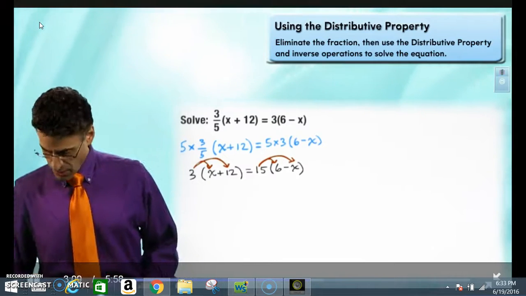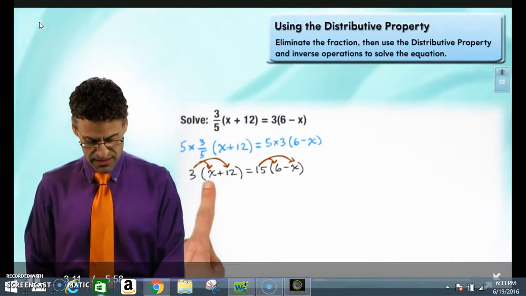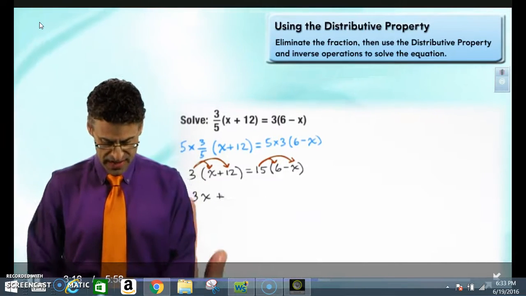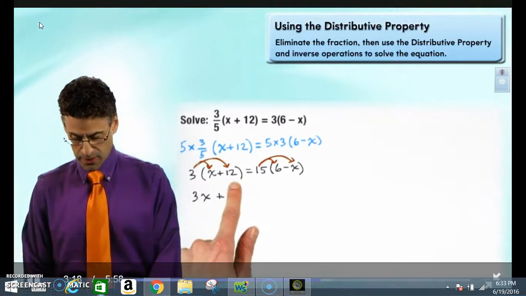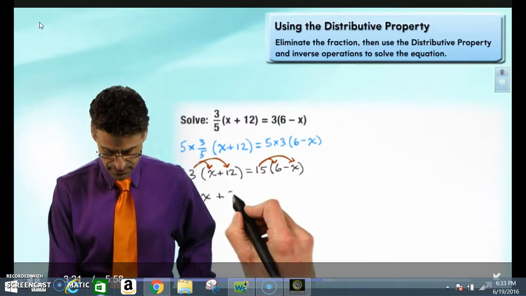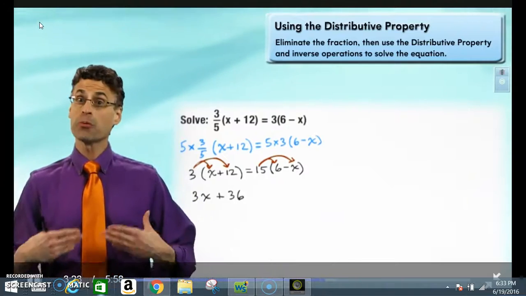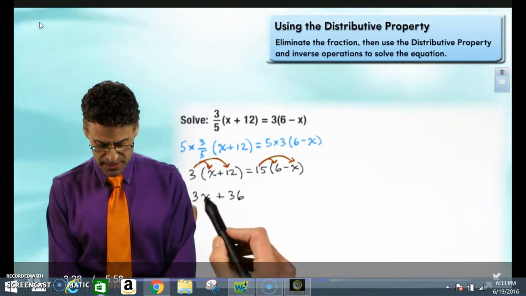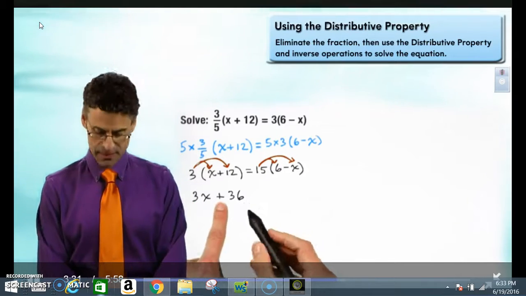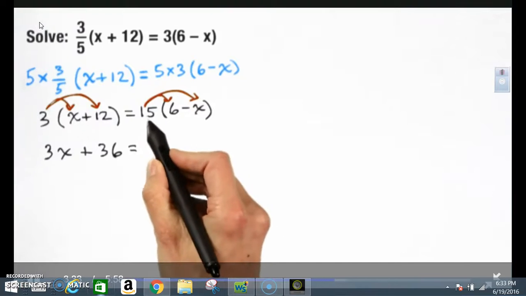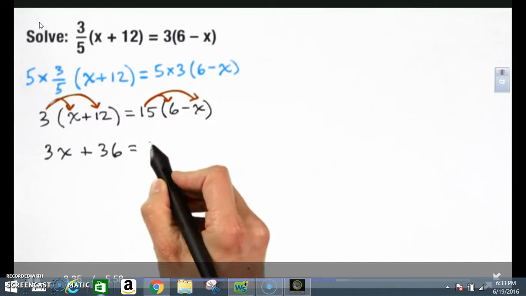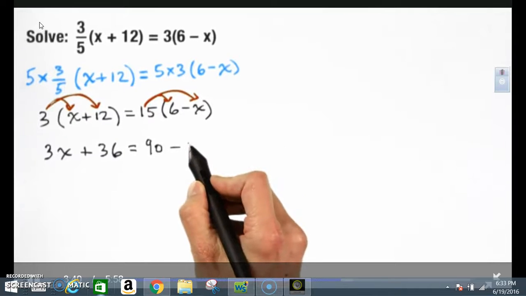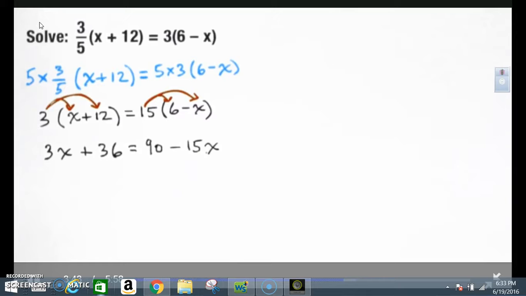So here we go. When we distribute, what I see here is 3 times x. That's just 3x. Plus, and then here I see 3 times 12, which is 36. So check out what just happened. Notice the parentheses went away, and instead I made sure that 3 multiplied each of those terms, and I'm still adding. Similarly here, I'm going to take 15 times 6, which is 90, and then now minus 15 times x, which is 15x. Okay, great.